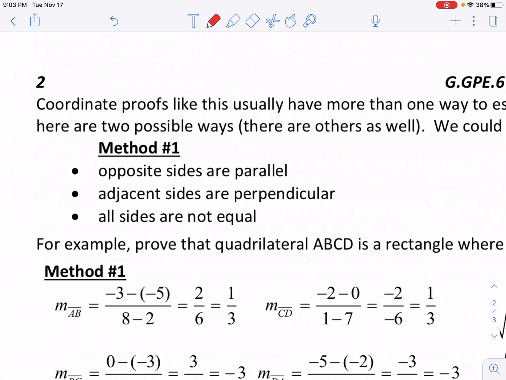Now the first method, they say, is we can look at the opposite sides to determine if they're parallel. Well, we would know if they're parallel based on their slope. So we're going to use the slope formula between those two points that form that side to figure out what the slopes are going to be. And if the slopes are the same, they're parallel. If they're not, then they're not parallel, and we just have a quadrilateral. It wouldn't be a parallelogram if we don't have opposite sides that are parallel.